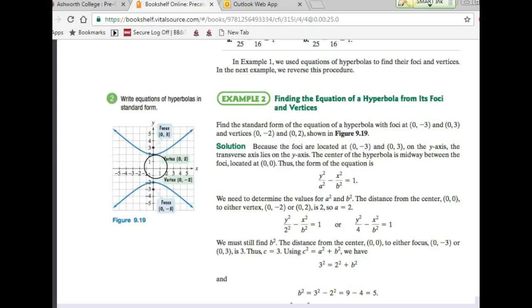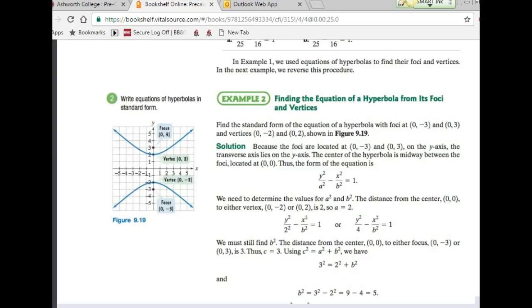Now again, you have to remember that the center is always going to be located halfway between the two foci, or halfway between the two vertices. Either way you look at it, you're going to see that the center is at (0, 0). Because both of those are going up and down, your y value is going to come first. So this is the equation that we're going to pick: y squared over a squared minus x squared over b squared equals 1.